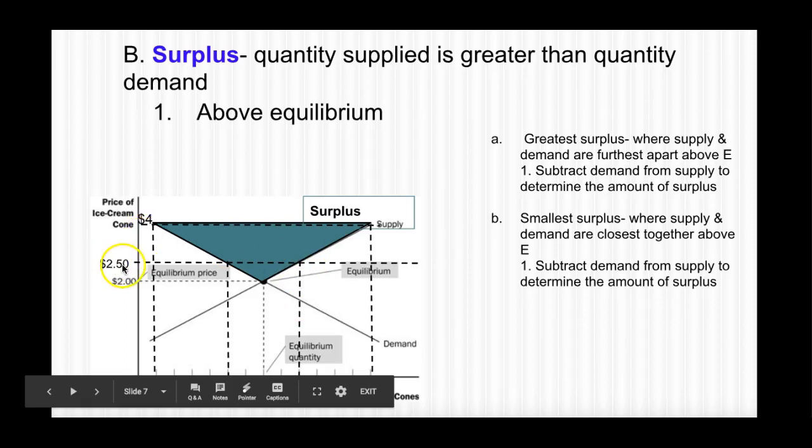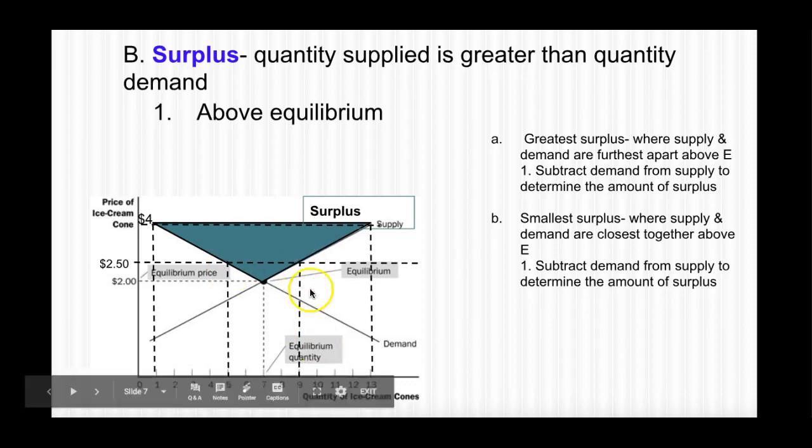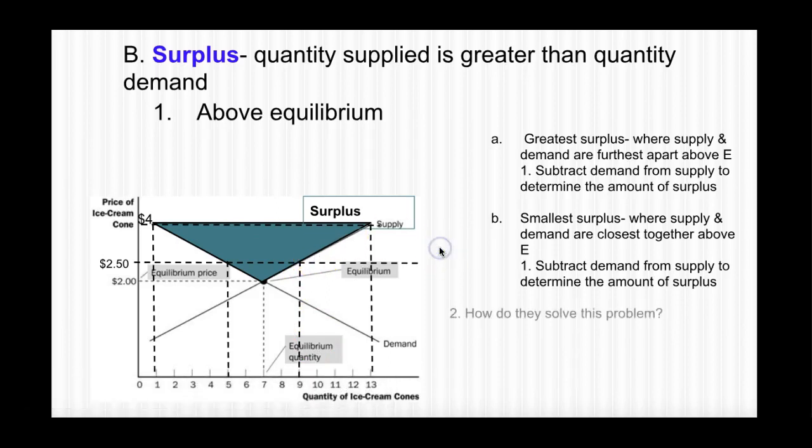So at $2.50, I know that there are 5 people willing to buy my ice cream, and I'm willing to offer 9. So 9 minus 5 will give you 4. Okay. Last thing that I want to point out about surpluses.